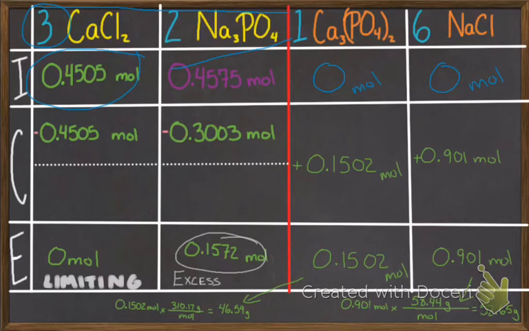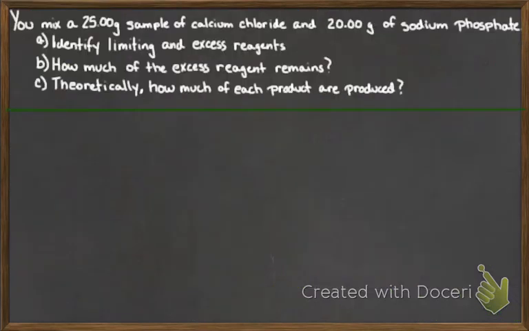So let's take a look at another example. And we're going to use the same chemical reaction that we did here, except we're just going to change up the numbers a little bit. In this scenario, we're given 25 grams of calcium chloride with 20 grams of sodium phosphate. And we're going to be looking for the same things that we were looking for before. We're going to look for our limiting and excess reagents, we're going to determine how much of the excess reagent is going to be left over, and theoretically how much of each product will be produced from this chemical reaction.